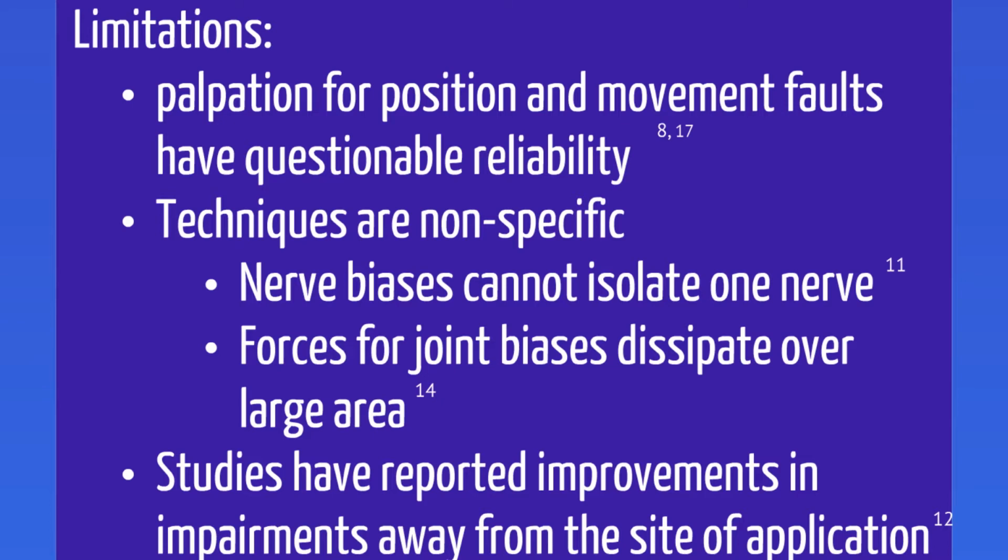Forces for joint biases dissipate over larger areas. Specifically in the spine, you're not going to be able to direct your force at one vertebra. It's been shown that there's a dissipation of the force at least one vertebra above and below the vertebra you are targeting. Additionally, studies have reported improvements in impairments away from the site of the application. A good example is using a thoracic thrust to affect the lateral epicondyle, which is not an area that's directly dermatomally related. So there has to be something else going on besides a strict biomechanical effect.